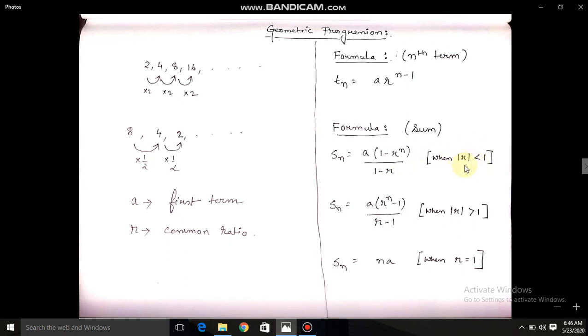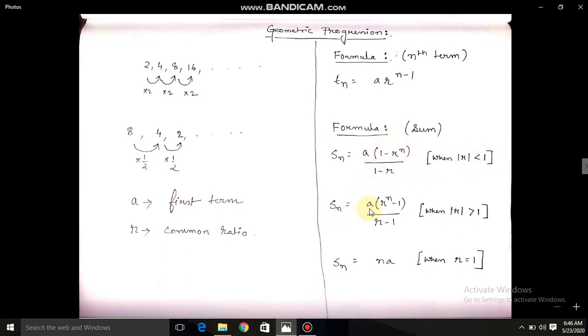Now, you know what is r? R is the common ratio. If you do mod of r, it means the positive value of r. Mod of minus 3 is 3. Mod of minus 5 is 5. Mod of 5 is 5. Okay, you will have to take the positive value. Say you have minus 1 by 3, so the mod of minus 1 by 3 is only 1 by 3. Okay. If this mod of r is less than 1, then we will use this formula.